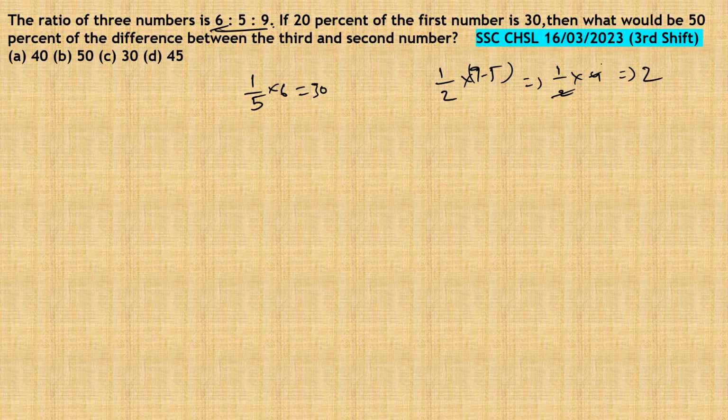One ratio is 6 5s are 30. One ratio is 25. We need to find the ratio of 2, that is 50. Option number B. Next question.